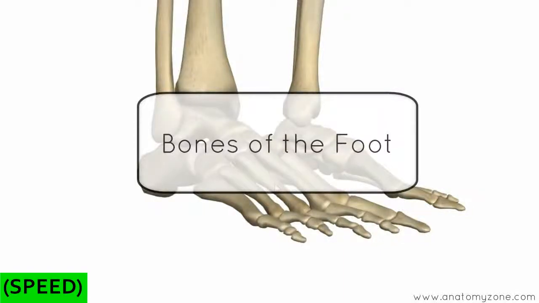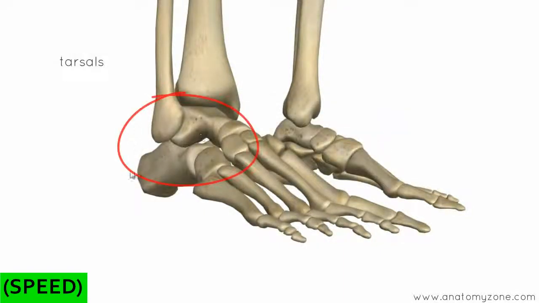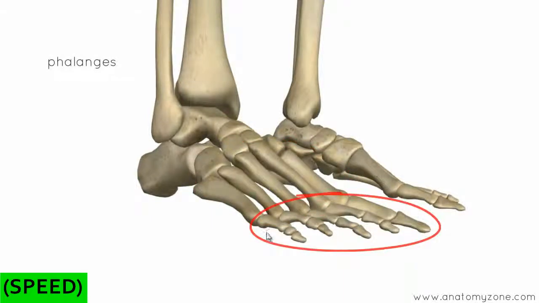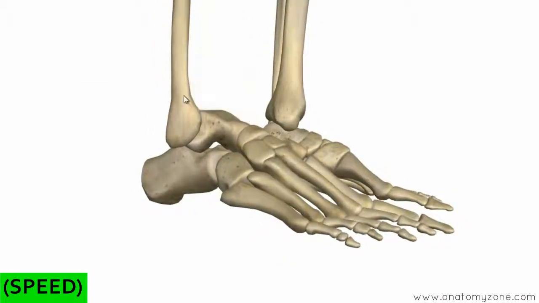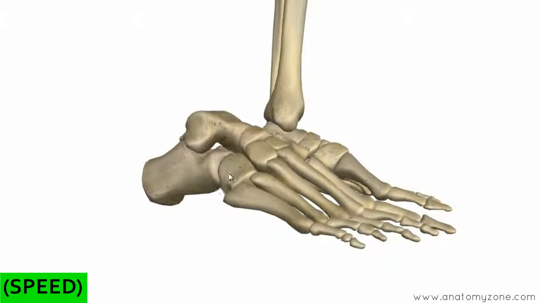Okay, this is a tutorial on the bones of the foot. So in the foot you've got tarsals, metatarsals, and phalanges. So I'll just remove the tibia and the fibula, so we can take a look at the tarsal bones first. So you've got 7 tarsal bones.